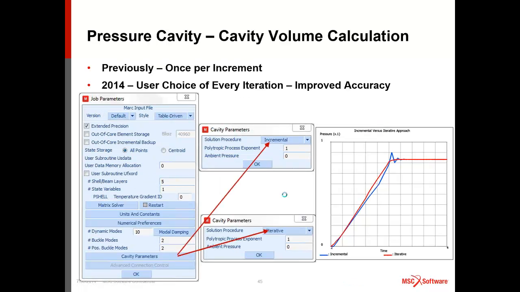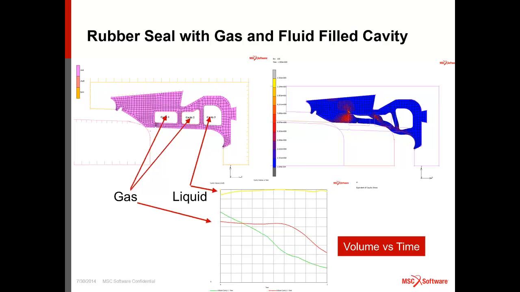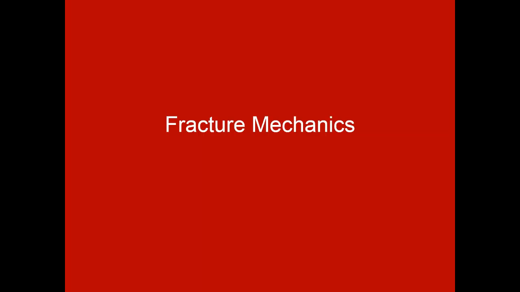The other thing that was done on this is the pressure cavity capability used to only be available where we recalculated the volume once per increment. We now recalculate the volume on an iteration by iteration basis. So we can take a look at this particular model that we're going to close, and there are 3 cavities. The first 2 have a gas, the third one has a liquid. You can see that this cavity, the volume is effectively the same. You can plot the volume versus time. Sorry that this is in yellow. And that would be the liquid-filled cavity, and these would be the gas-filled cavities. So it's a very useful option.